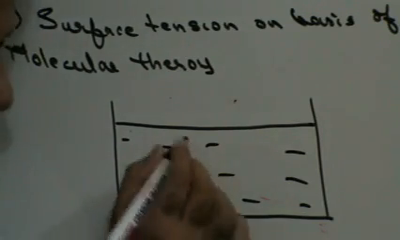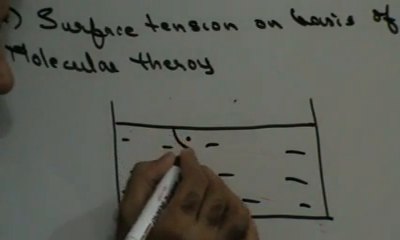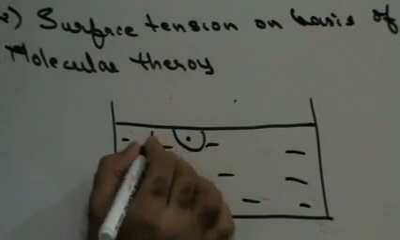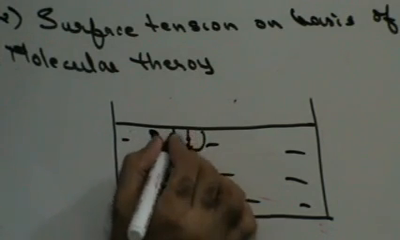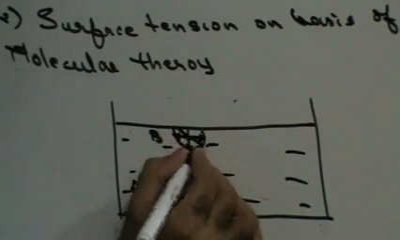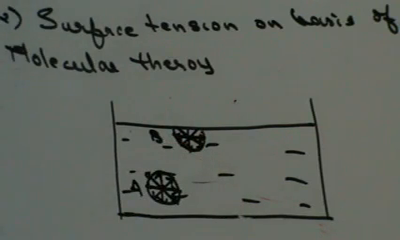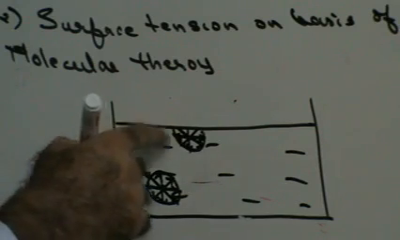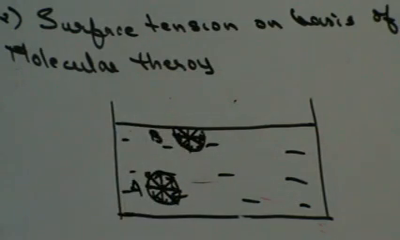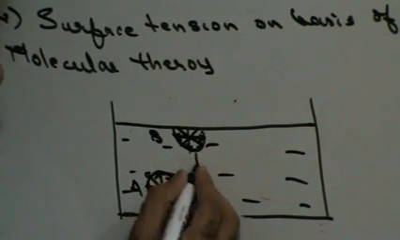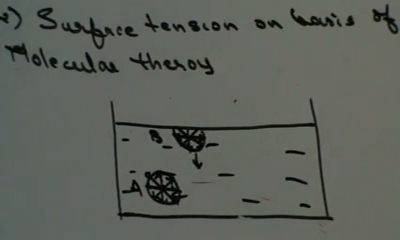Let us consider a molecule B which is close to the surface. Due to its sphere of influence being close to the surface, there will be more force acting in the downward direction rather than in the upward direction. There is going to be more net force acting in the downward direction and less net force acting in the upward direction. Therefore, there will be a tendency for this molecule to move in the downward direction.